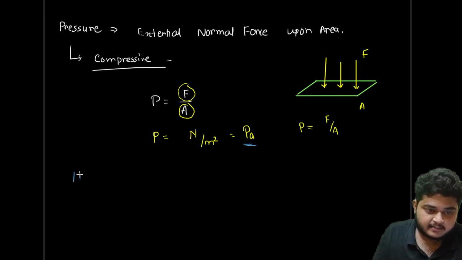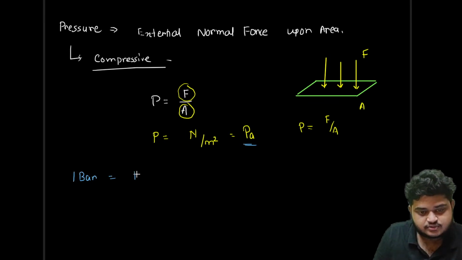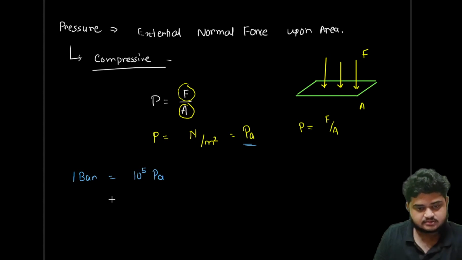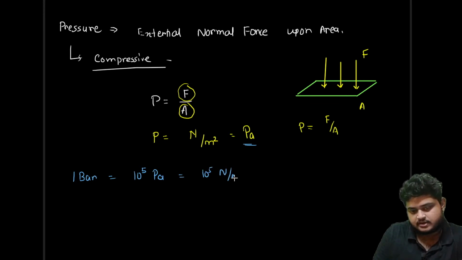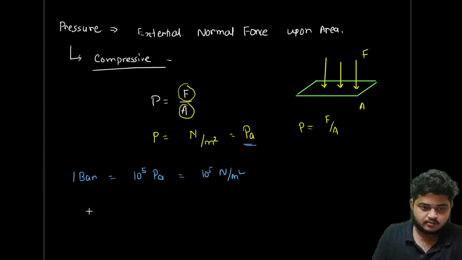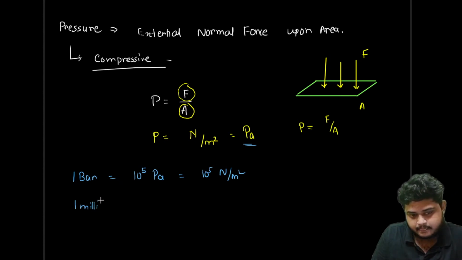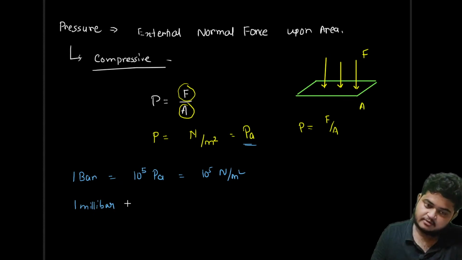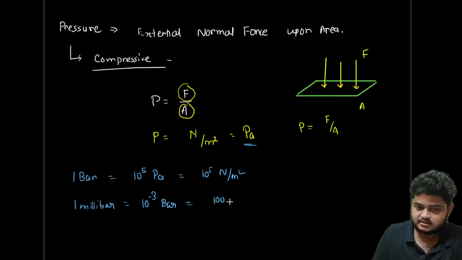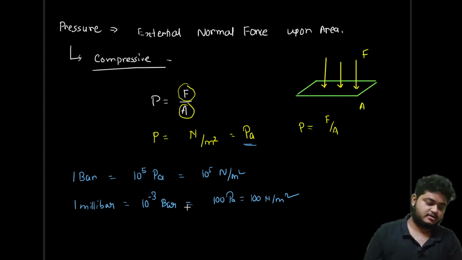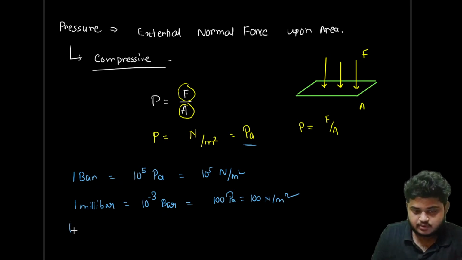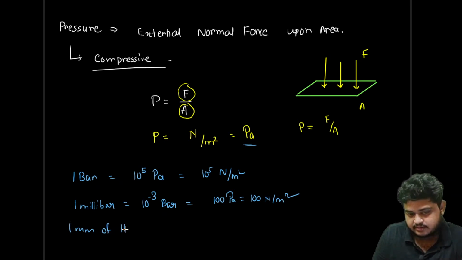What is 1 bar? 1 bar is equal to 10 to the power 5 Pascal, and this is equal to 10 to the power 5 Newton per meter square. Now, what is 1 millibar? 1 millibar is equal to 10 to the power minus 3 bar, which is equal to 100 Pascal or 100 Newton per meter square. Okay. Now, what is 1 mm of mercury?